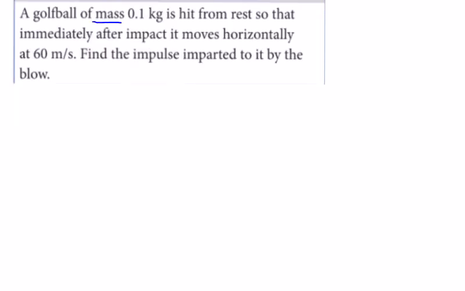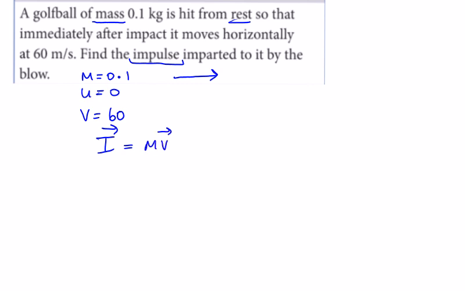So this golf ball question, its mass is 0.1. It's hit from rest, so we have this initial velocity is equal to 0, and immediately after impact it moves horizontally, which they are going to do in these questions. We're just looking at the i direction at 60 meters per second, so the velocity then is 60. Find the impulse imparted. So writing our formula down for impulse, mv minus mu. So the impulse imparted on this golf ball of mass 0.1 is 0.1 by 60 minus 0.1 by 0, which is just 60 divided by 10, which is 6. And we write 6i Newton seconds.